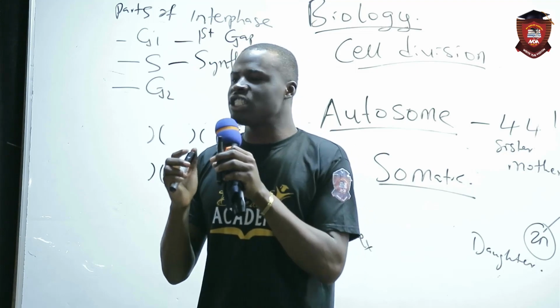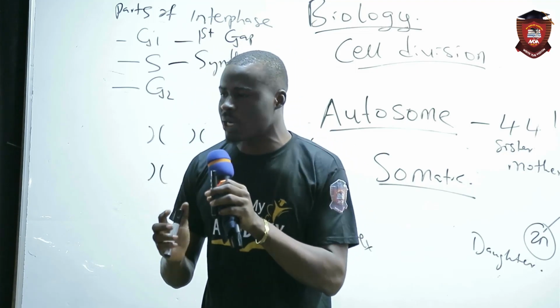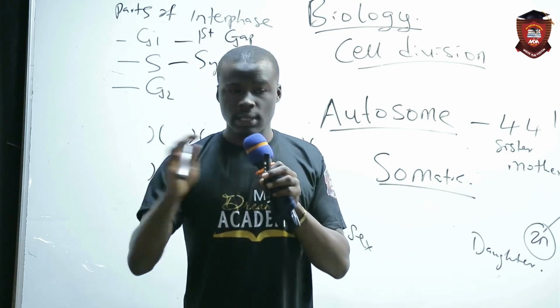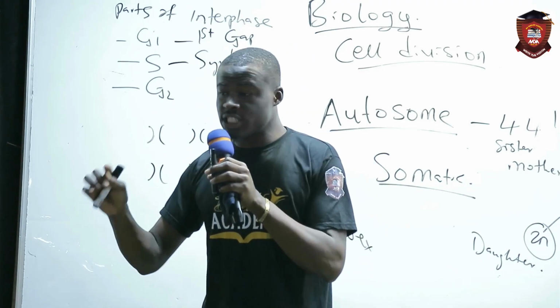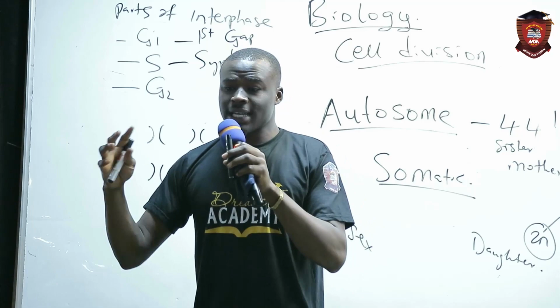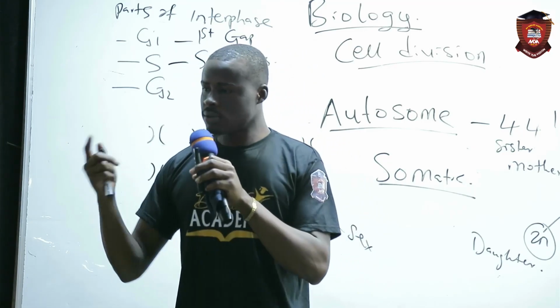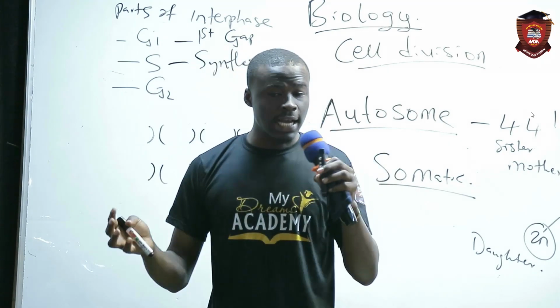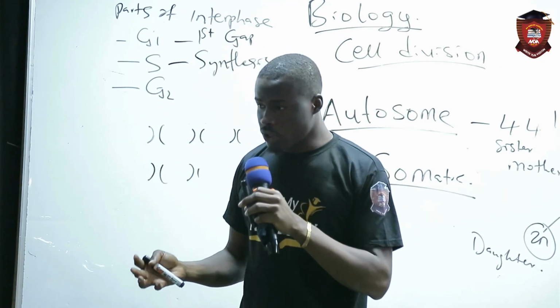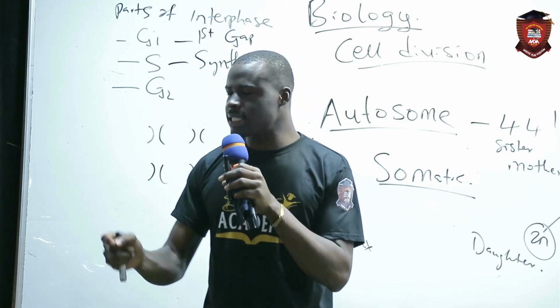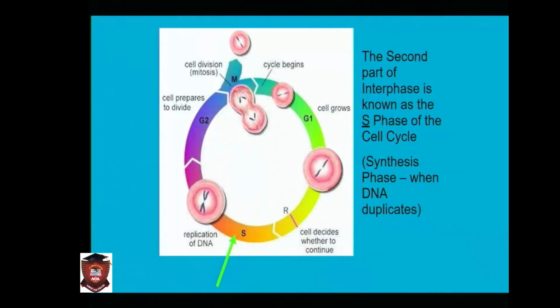Now, what happens in G1? The most important thing that happens in G1 is that the cell increases in size, because it wants to produce DNA, but it needs to increase in size first. The growth there is not division. It's just a normal increase in size, and it will accumulate materials. Now, in the synthesis phase, which is S phase, what happens is DNA replication.